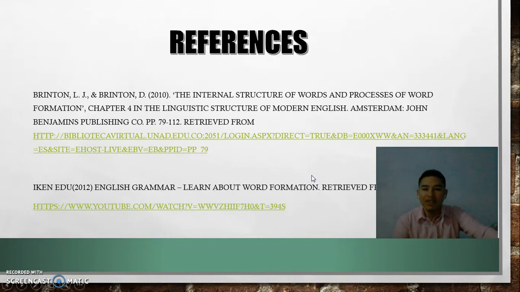Here we've got the references for this presentation. As you can see, word formation and in this case derivation is a very easy process. We've got to bear in mind the definition of affix, its division, and the proper use of each one of them. I have to say that suffixes and prefixes have plenty of usages in English. There are plenty of them out there. So it is very important to delve a little bit more into this topic.